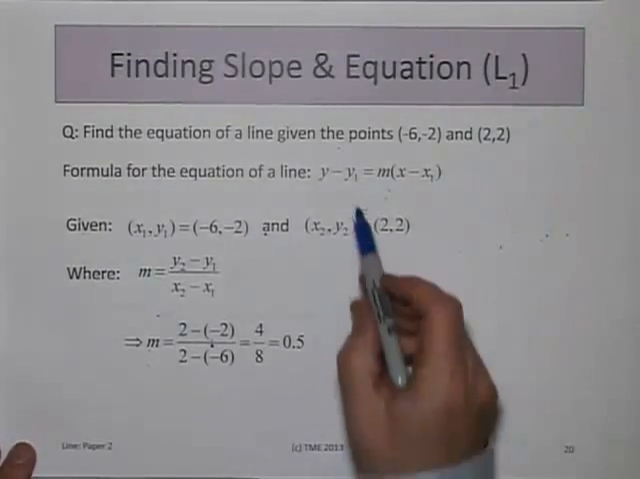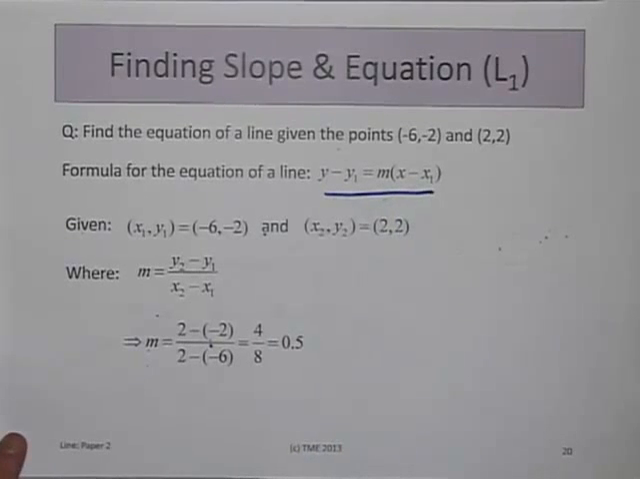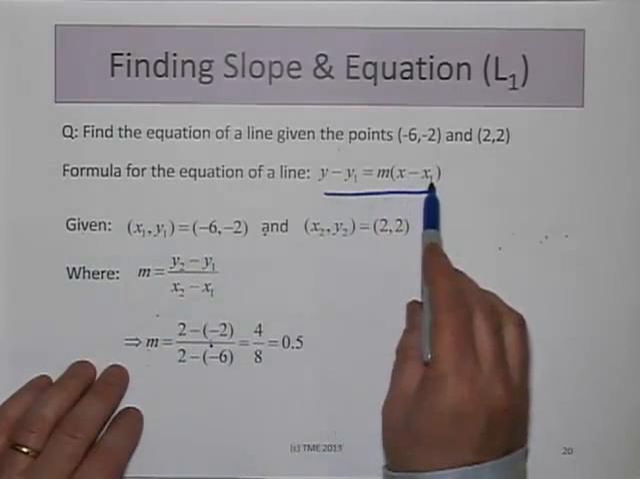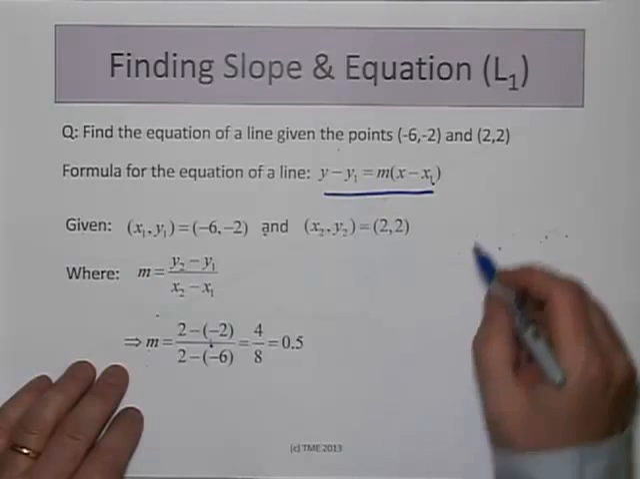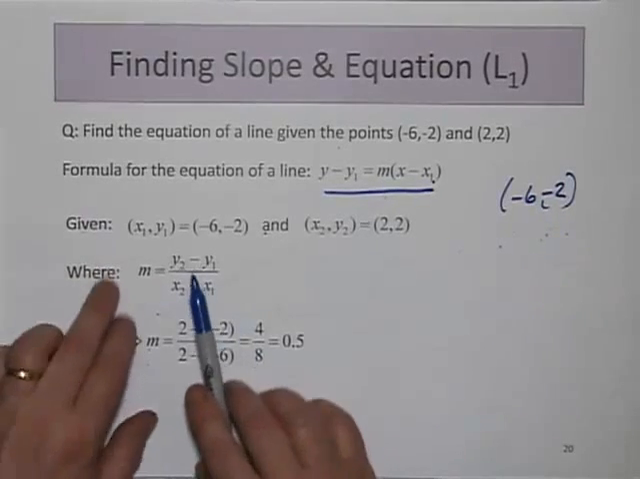So the formula for the equation in the book is y minus y1 is m into x minus x1. So let's use that for the moment. It says here that the y and the x are standard. The y1 and the x1 is just any point. So I'm going to pick the point (-6, -2) as one of the points.